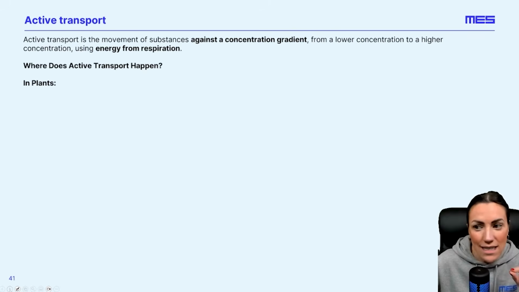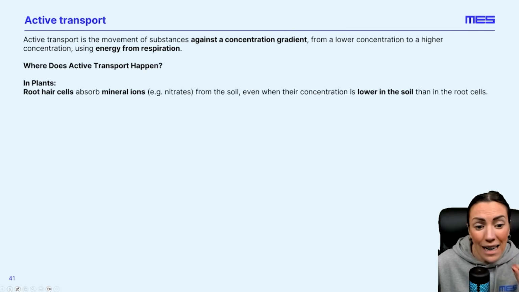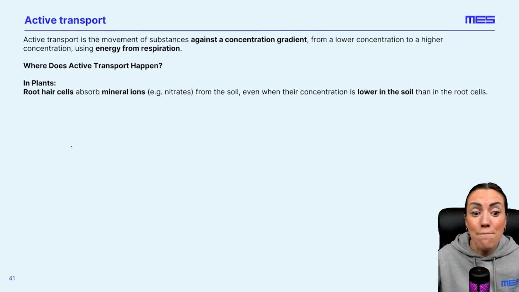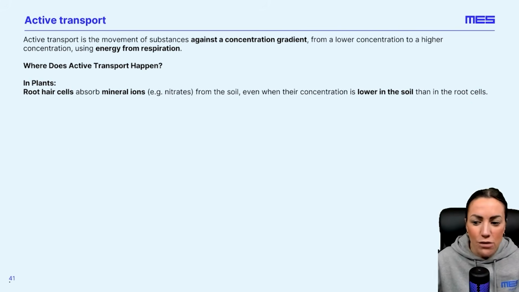So where does active transport happen? In plants, you're going to look at root hair cells. They absorb mineral ions such as nitrates or magnesium ions from the soil, even when their concentration is lower in the soil than the root cells. Those mineral ions can still move in by active transport, which does require energy. And this explains why root hair cells have many mitochondria to release that energy for that active transport.